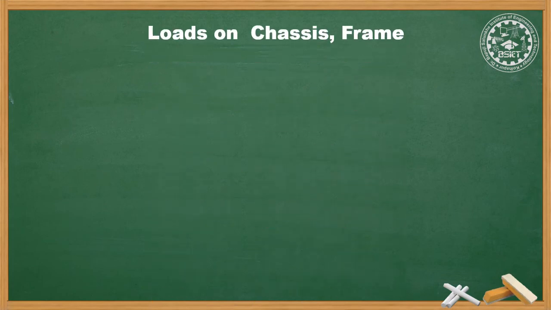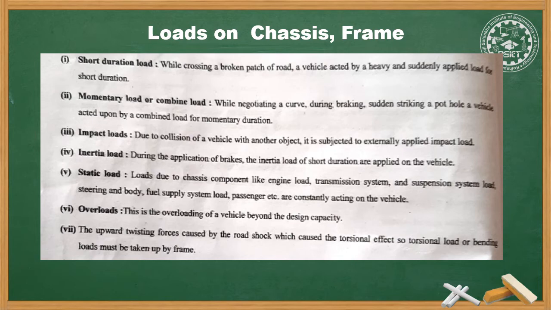Next point, loads on chassis frame. The various types of load acting on the chassis frame are shown in the image below. The first one is short duration load. While crossing a broken patch of road, the vehicle is acted upon by a heavy and suddenly applied load for short duration. Second, momentary load, that is while turning a curve, during braking, or suddenly striking a pothole, the vehicle is acted upon by a combined load for momentary duration.